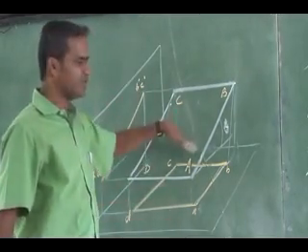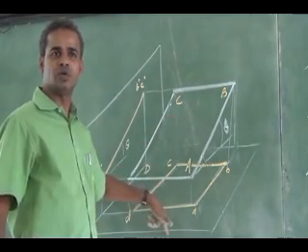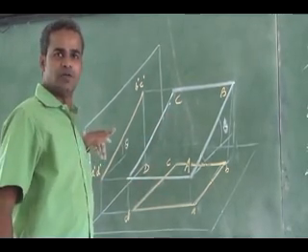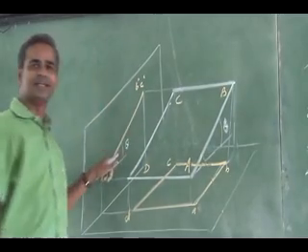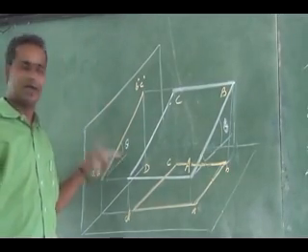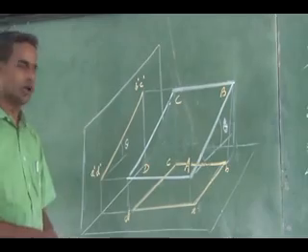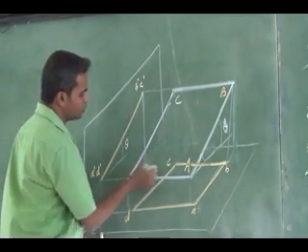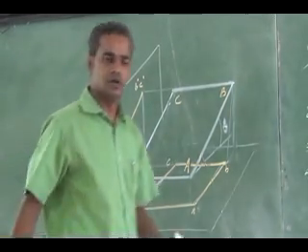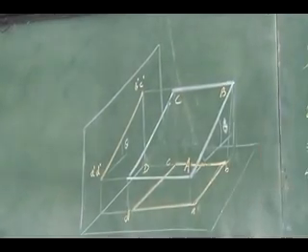What I will be doing: first I will make it parallel, and I will get the true shape and the front view. That front view I will tilt to the 30-degree angle. Then I will obtain the top view, because front view and top view are linked. So I will be solving in two steps. Take a problem here.